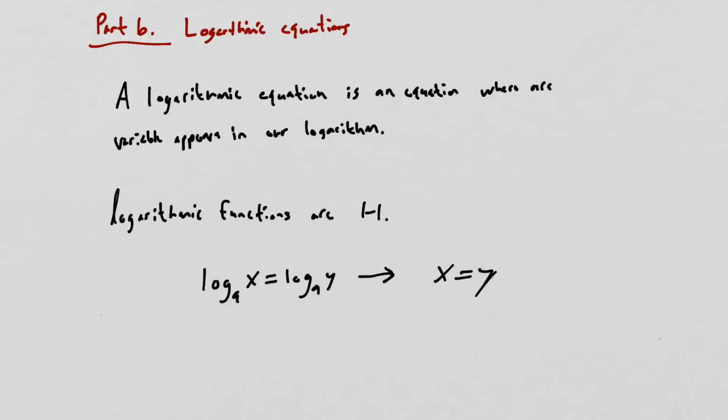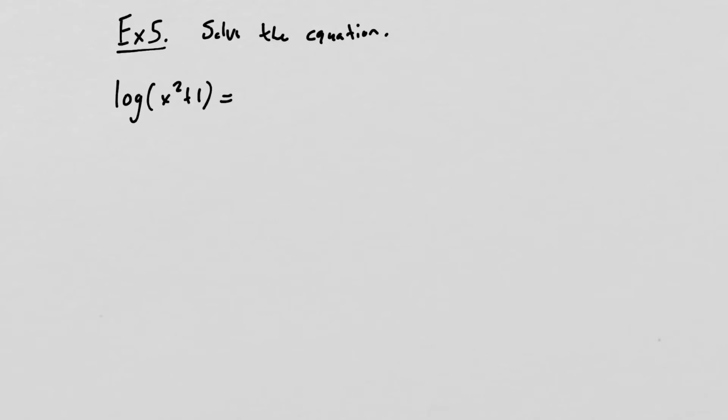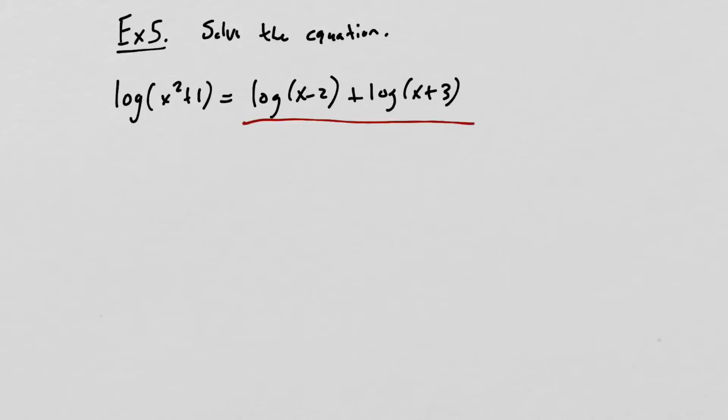Let's use this property to solve a logarithmic equation. Example 5. Solve the equation given by the following. The log of x squared plus 1 is equal to the log of x minus 2 plus the log of x plus 3. To solve this equation, let's use our properties of logarithms to combine the sum of two logarithms into one logarithmic function. The right-hand side then becomes the log of x minus 2 times x plus 3, and this is still equal to the log of x squared plus 1.